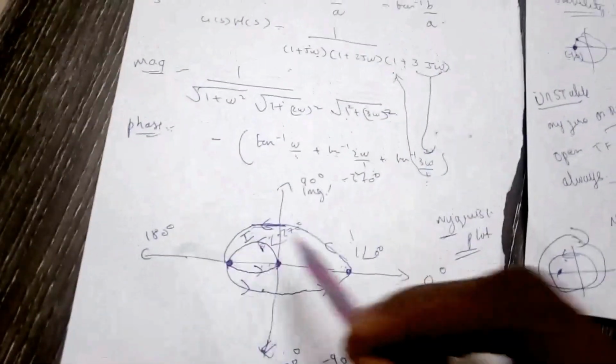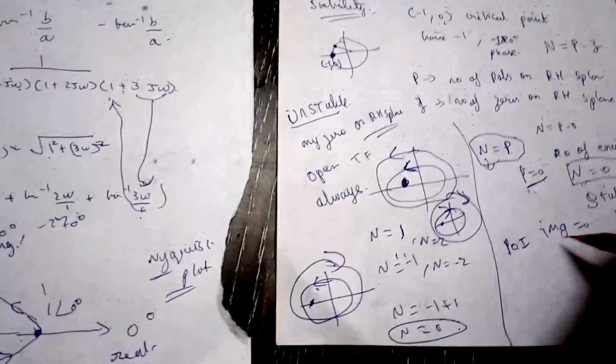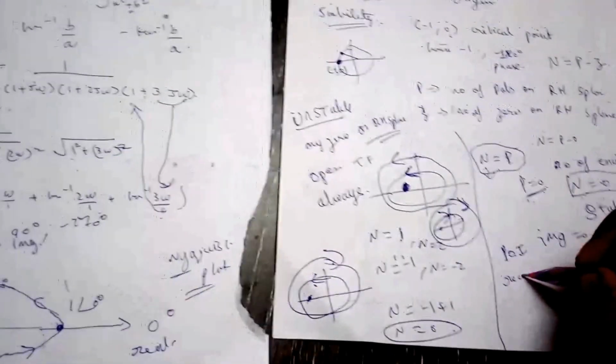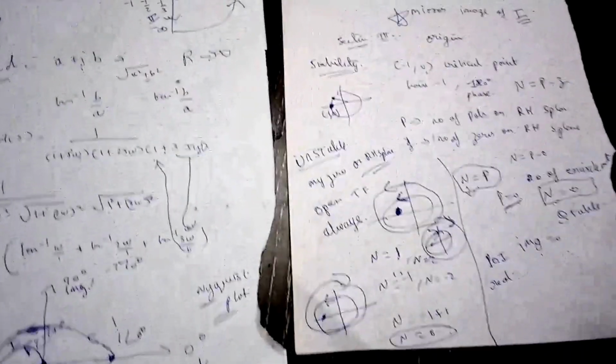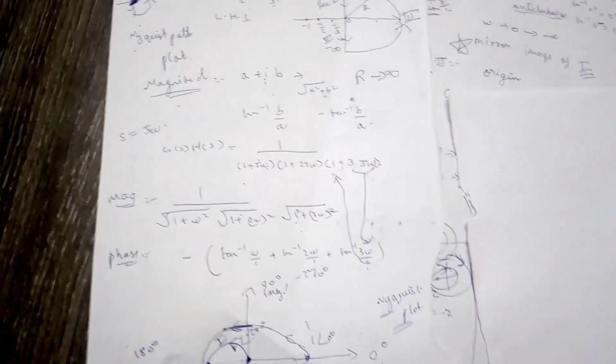So this is the point where the imaginary part is 0. To find the point of intersection with the real axis, we have imaginary part equal to 0. To find the real part at this point, we will be proceeding as follows. To find the real part, I will be taking the G(s)H(s) given here.